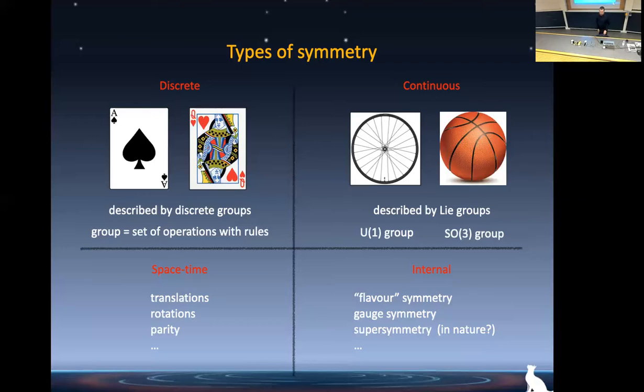this is the essence. And for continuous symmetries, we have something slightly more complicated that are called Lie groups. In the case of the tire, we have a group called U(1), the group of rotations around an axis. And for the sphere, for another three-dimensional object like a sort of symmetric aircraft, whatever, you have the SO(3) group.